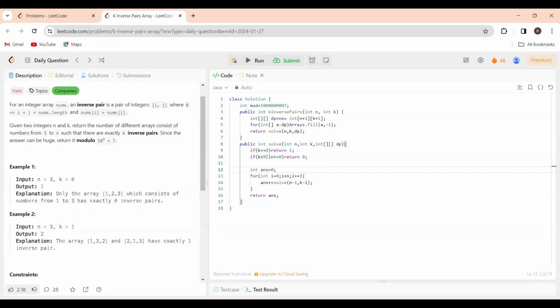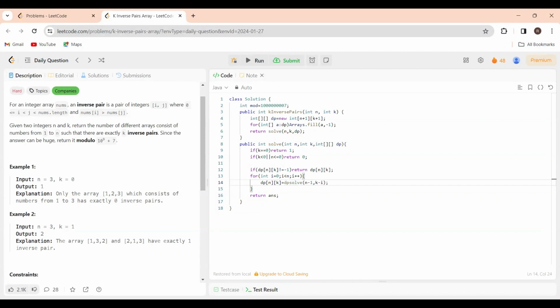And here what I need to check is whether my DP value is present or not, right? If it is not equal to minus 1, then it is already calculated, so we need to directly return here. So if dp of n comma k is not equal to minus 1, then directly return dp of n comma k. Or else, we need to store that calculation in dp of n comma k, right?